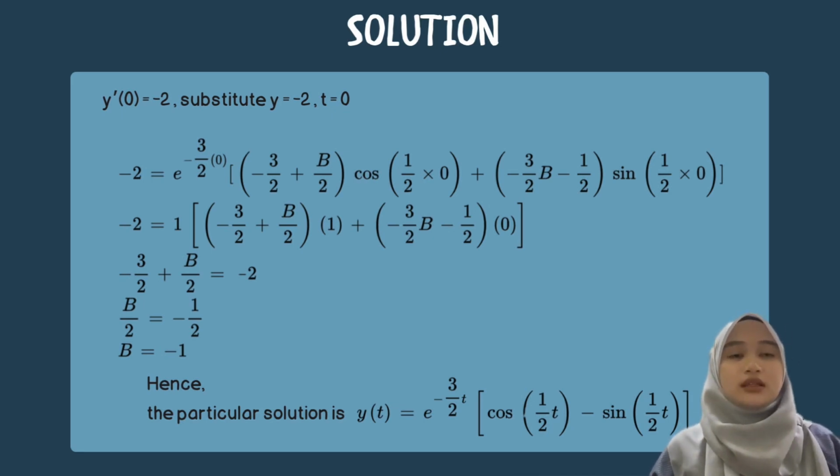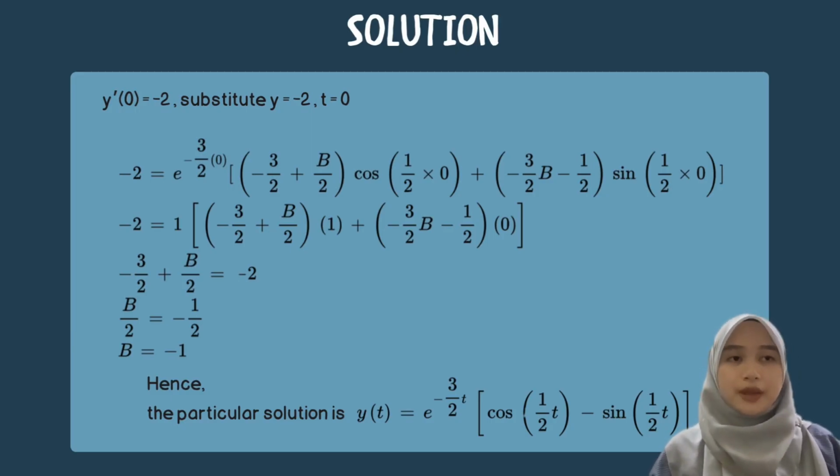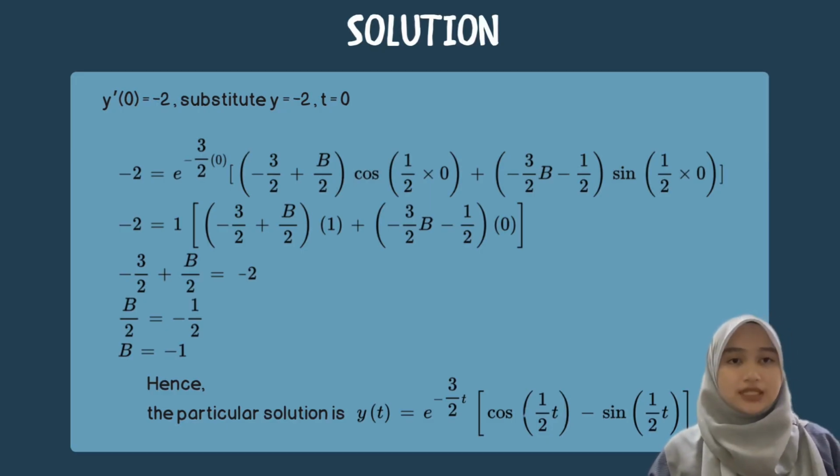Now that we have both values, which are a equals 1 and b equals negative 1, we substitute them back into the general solution. So, the final particular solution is y of t equals e to the power of negative 3 over 2t multiplied by bracket cos 1 over 2t minus sin 1 over 2t.